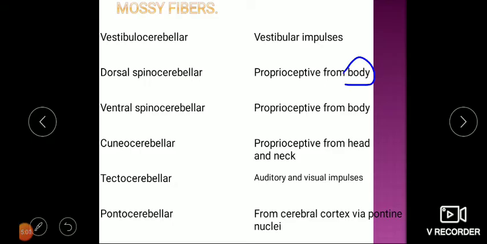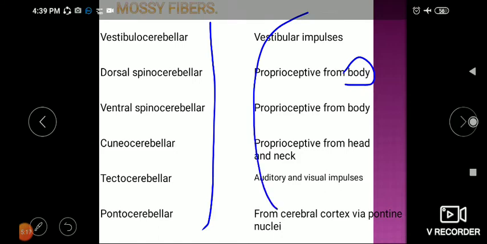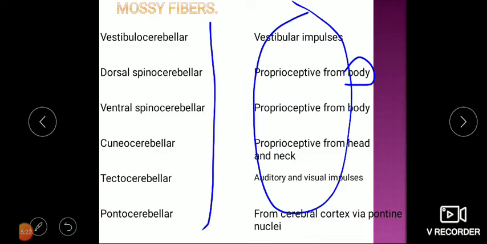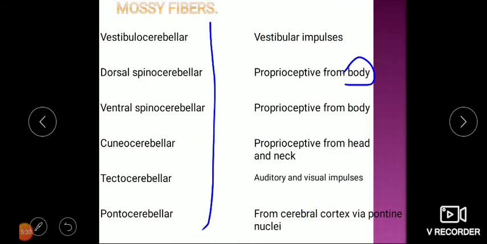So this mossy fiber is nothing but a bunch of all these afferents: vestibulocerebellar, dorsal spinocerebellar, ventral spinocerebellar, cuneocerebellar, tectocerebellar, and pontocerebellar. So they are connecting from the whole body. Proprioceptors, if you recall, are the receptors present in the muscle spindle, Golgi tendon, and the joint. These are collecting information regarding body position, so they are giving inputs regarding body position so that corrections can be done.